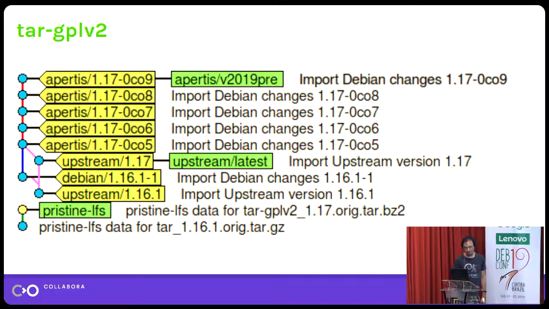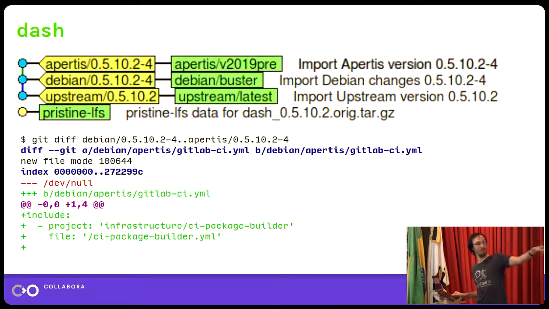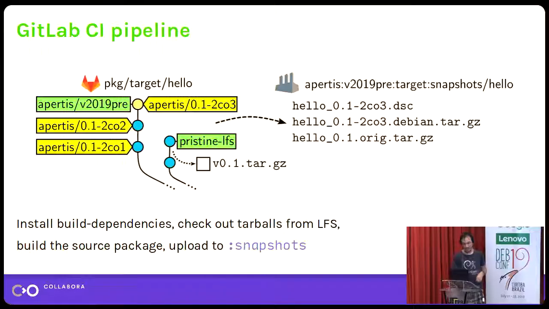So the pipeline, which is the CI pipeline, which is defined elsewhere and included in every package in this GitLab CI file, basically does this: when we push a tag to the repository, it recreates the source package using the Apertis Git branch and the tarball, which is stored in Git LFS on the pristine LFS branch. It creates this source package and commits it to the snapshots branch of the project on OBS.